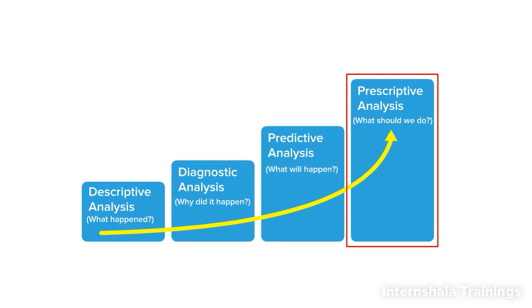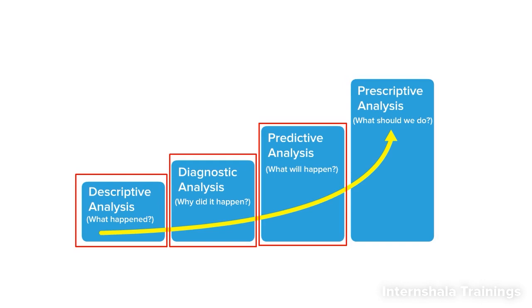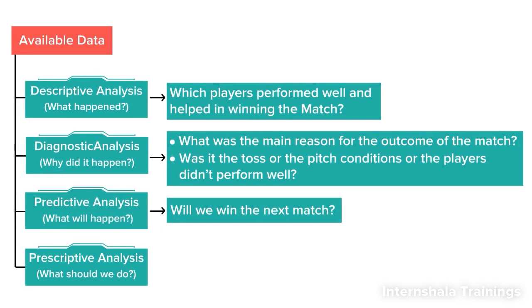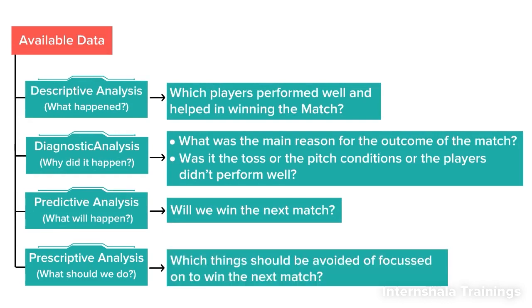It prescribes which actions must be taken to eliminate the problems which impact the future trends of the events. This analysis takes into account all of the previous analysis and then recommends the action items. For example, once the cricket match ends, the losing side analyzes the cause for such an outcome. They also identify the things that they should avoid and things they should focus on for improving their performance in their next matches. So that's it in this tutorial.